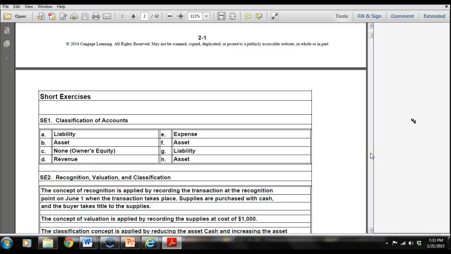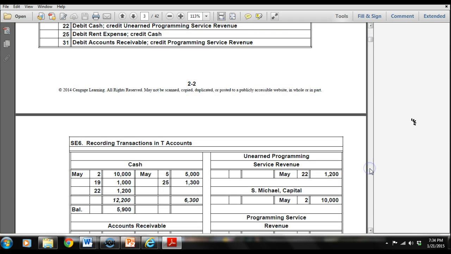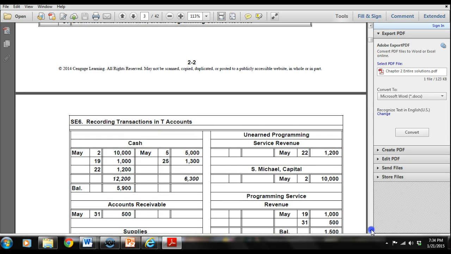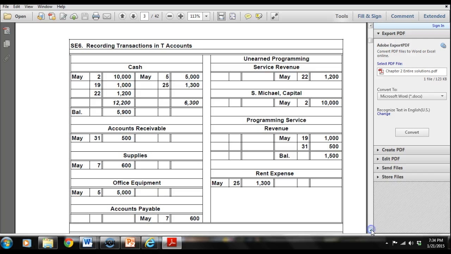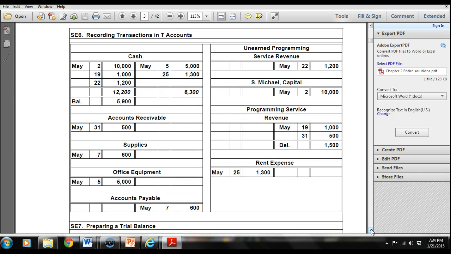exactly how we're going to handle the SE6. SE6 wants us to create T accounts for the various transactions from SE5. So the first thing I want you to do, guys, the very first one over here, just write cash at the top. This first one. And then, as you can see here, the second, all I want you to do here is write the word cash. Don't do anything else. Then, all I want you to do is write accounts receivable on this next one. Then on the next one, I just want you to say supplies. Then on the next one, office equipment. Do you see how right there are all of our assets, all in a row?